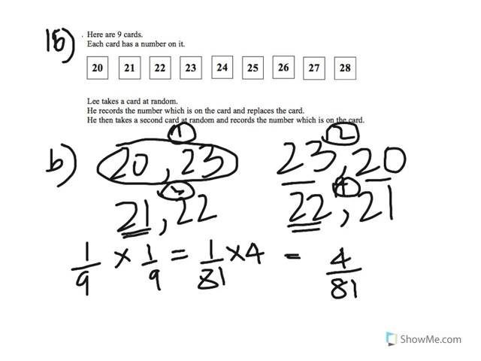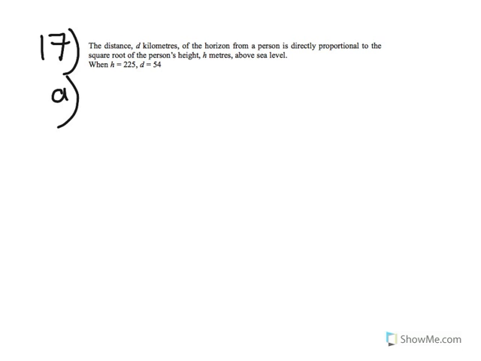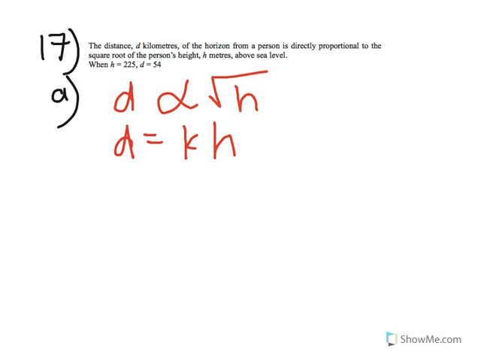So that's it. So in question 17, they're saying the distance d is directly proportional, this is the symbol for proportionality, to the square root of the person's height. So square root of h. Now if we were to put this in algebra, it would be d is equal to a constant times square root of h. Now in question 17a, they're asking you to find a formula for d in terms of h. So you have d is equal to k times square root of h. So all you got to do is find k to find a proper full equation.